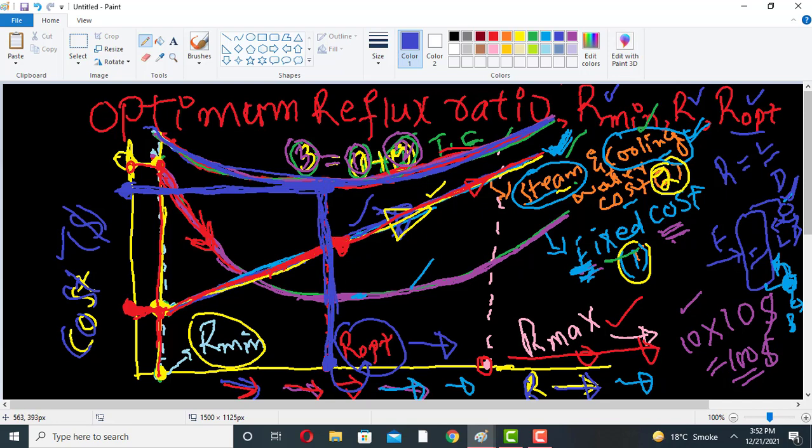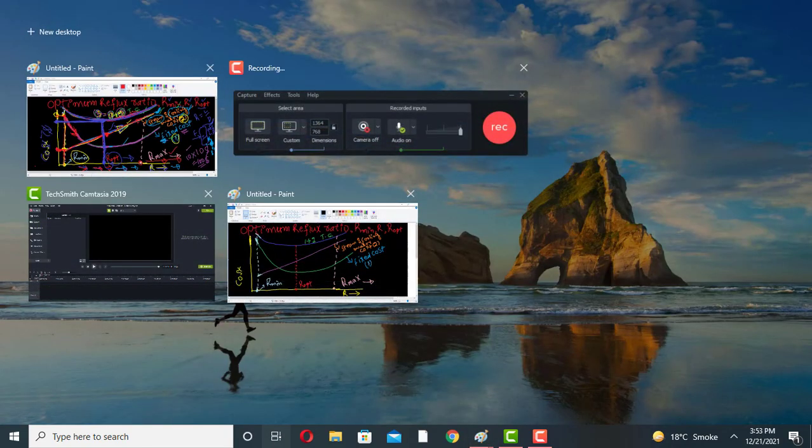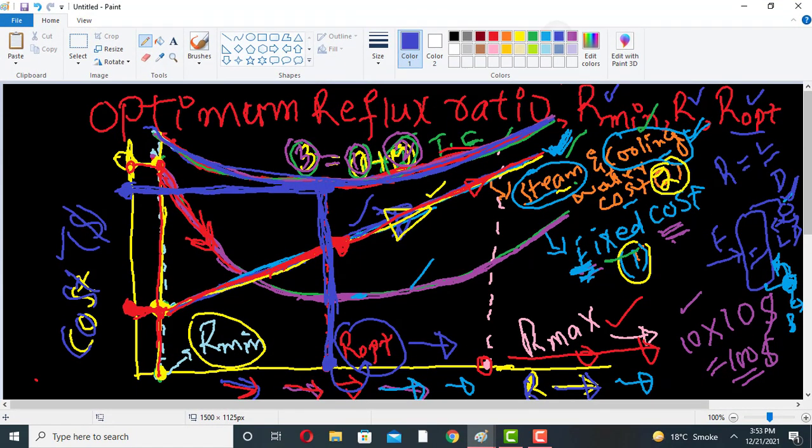So we should keep the reflux ratio at the optimum value in order to obtain a purified product in the distillation column. We should operate the distillation column at the optimum reflux ratio. Now what will be the optimum reflux ratio? There is a general relation for the optimum reflux ratio.